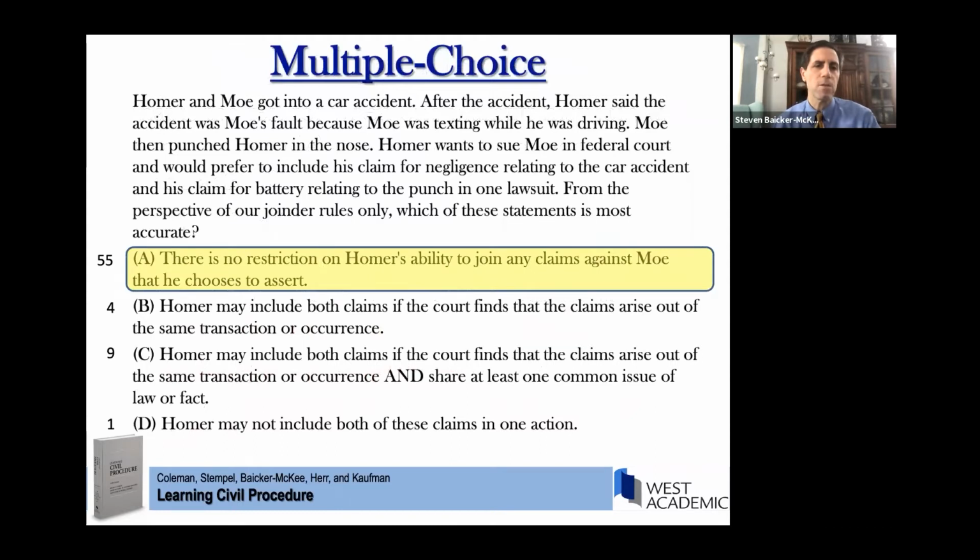I'll then show them the correct answer, and I put up the number of students who got each of the answers. So they're getting some feedback on how they did. They're also understanding how they did compared to their classmates.